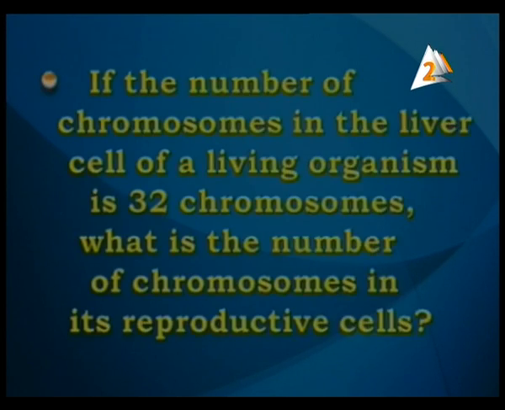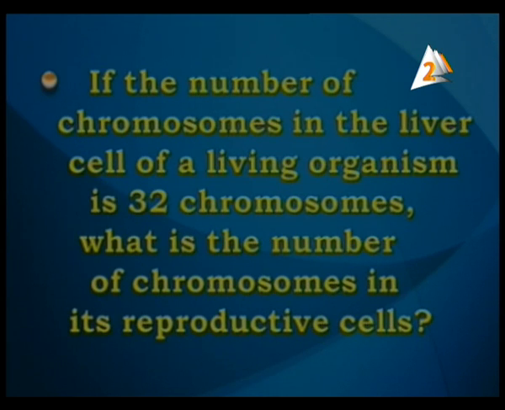Now, the second problem: if the number of chromosomes in the liver cell of a living organism is 32 chromosomes, it's very important to know this question. Any living organism, I don't need the name. What is the number of chromosomes in reproductive cells? It's impossible to answer that, but I ask, is this 32 about a reproductive cell or a somatic cell? It is a somatic cell because the keyword here is liver cell. So liver, skin, any part in your body means the somatic cell, 32 chromosomes.